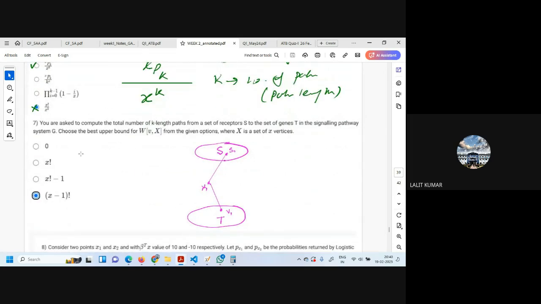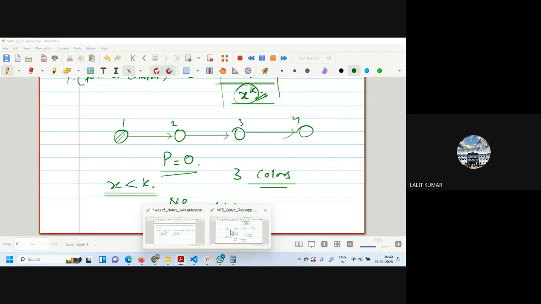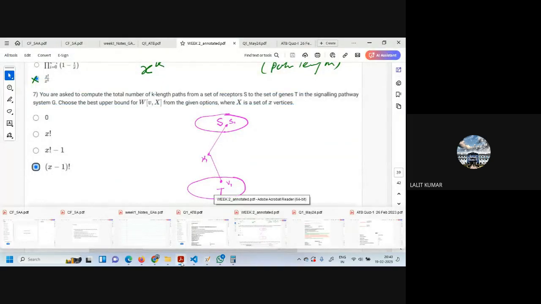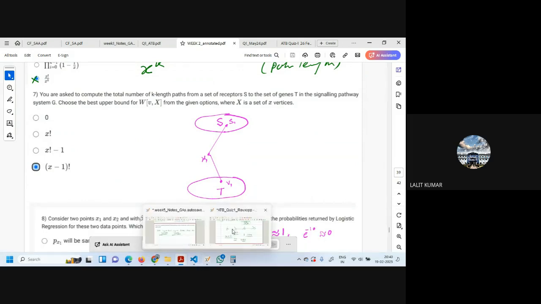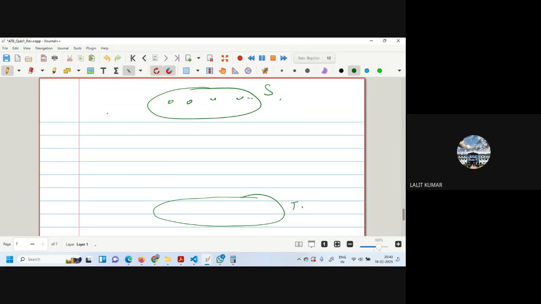And the question number 7, you are asked to compute the total number of K length paths from a set of receptors S to the set of genes T in the signaling pathway system G. Choose the best upper bound for W, Vx from the given options, where X is the set of X vertices. So what they have given is S and T and X. So we have got this S, these are the receptors, and these are the different receptors which are there. This is S, and here is T, and you have come here, for example, to some point X.